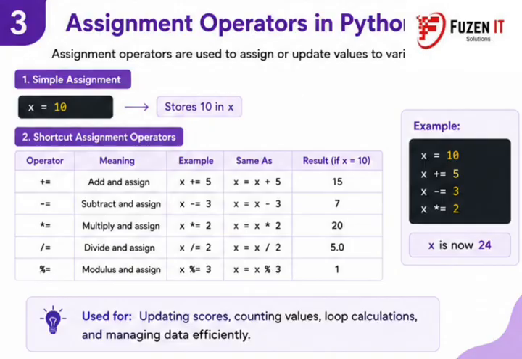Python also has shortcut assignment operators: plus equals, minus equals, multiply equals, divide equals. For example, x equals 10, x plus equals 5. Now the value of x will become 15 because 5 is added to the current value of x. Assignment operators are useful for updating scores, counting values, loop calculations, and managing data efficiently.